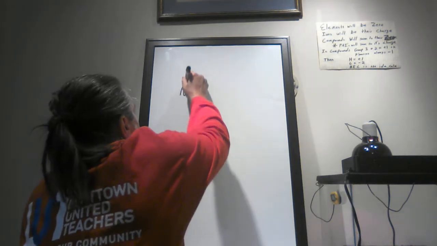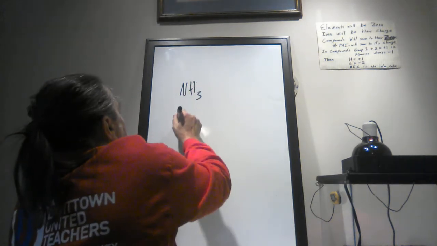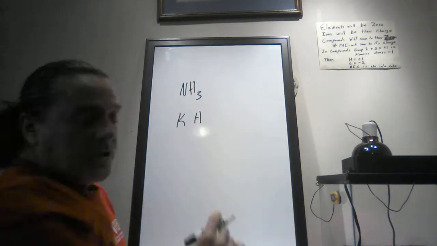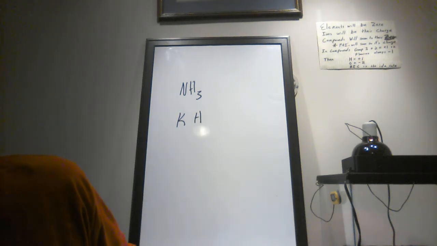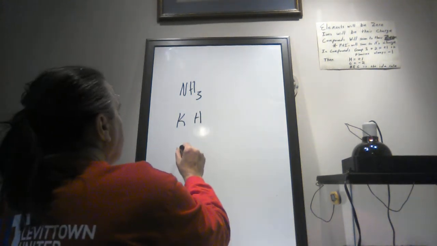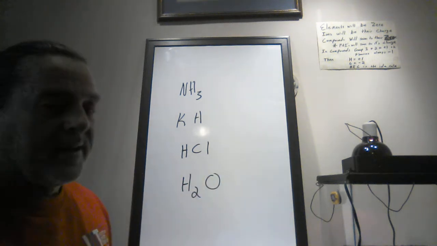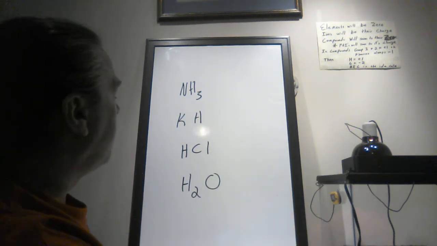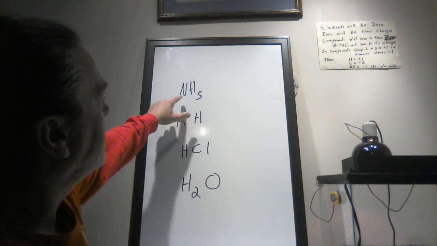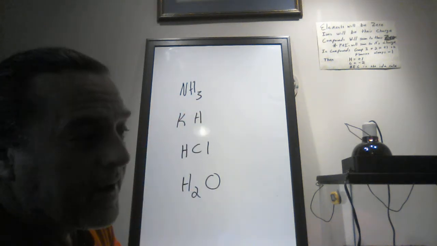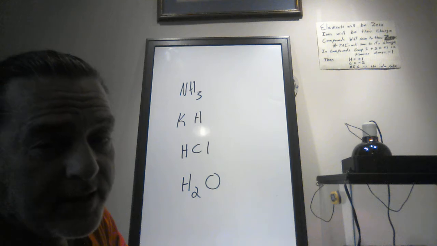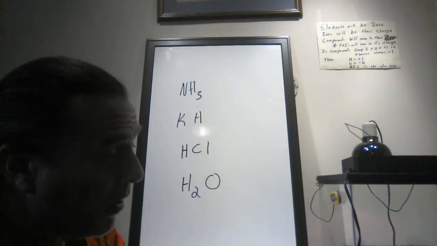It's NH3, HCl and H2O, HCl and H2O. We're going to look at the first one. This is an unusual case. In almost every compound that I teach to you, the second one is the negative.